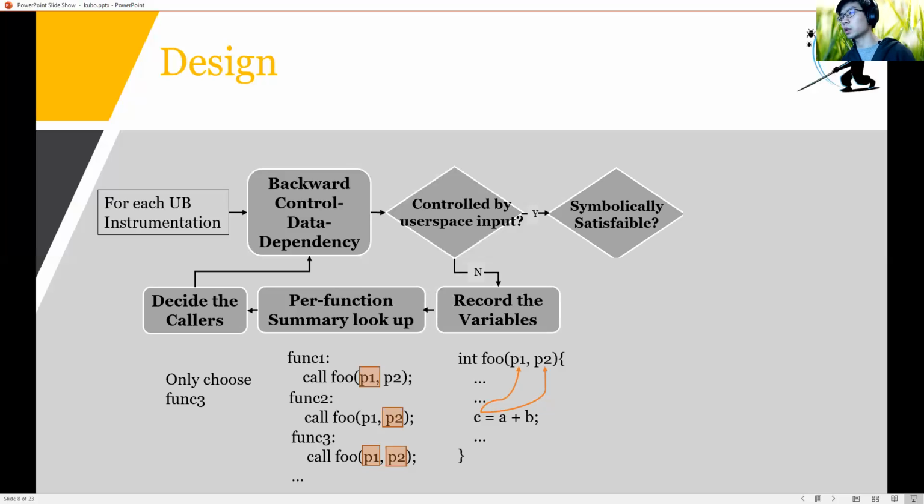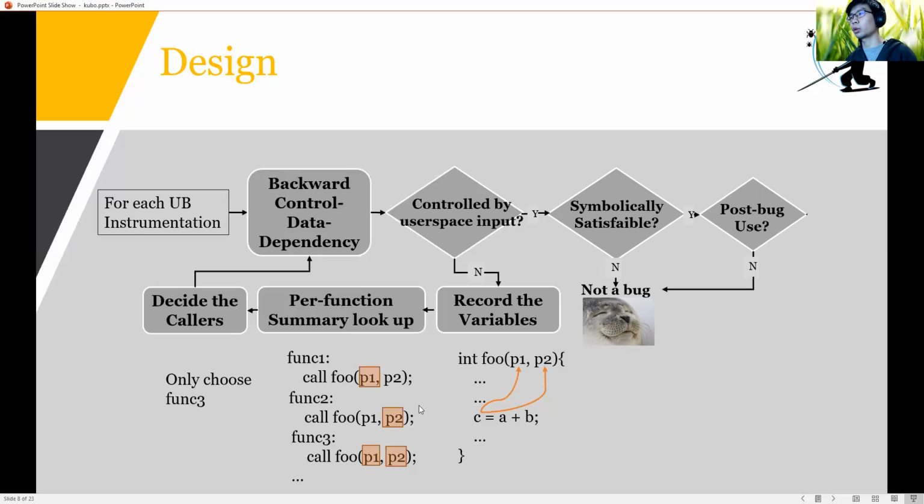If not, then this definitely is not a bug. And if so, we still cannot get a firm decision due to the post-bug checking we mentioned before. So we further advance beyond the UB triggering instruction and make sure that this UB indeed affects the system in a meaningful way. Then we'll report this bug.